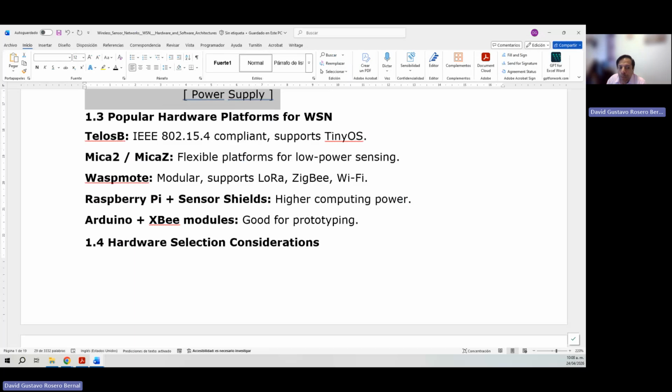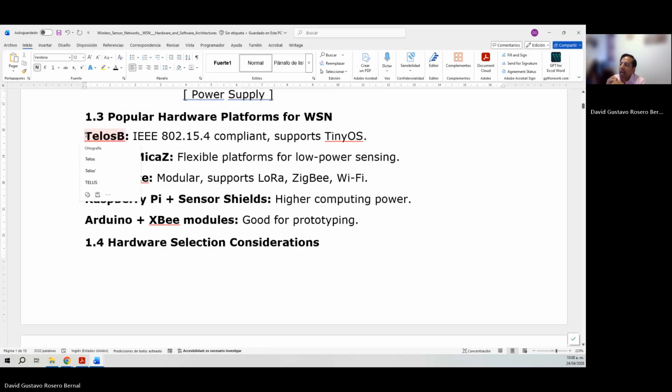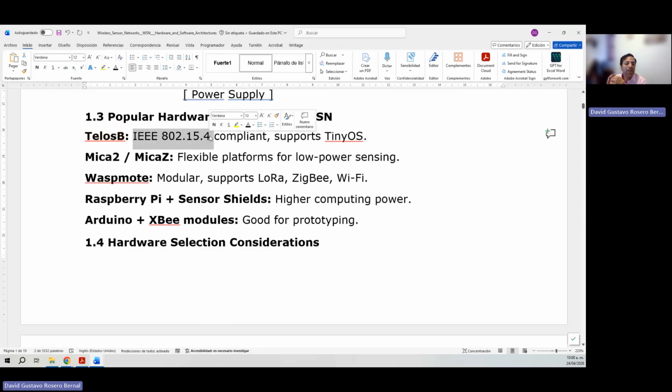Next, we have the popular hardware platforms for WSNs. A few platforms have become benchmarks in WSN research and applications. We can include the TelosB, IEEE 802.15.4, same standard. They have low power consumption, they are fully compatible with TinyOS, and they are ideal for environmental monitoring.